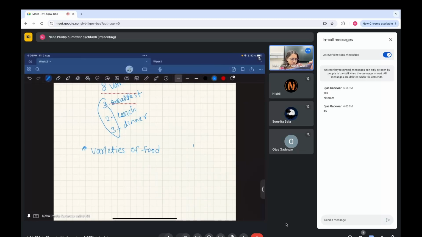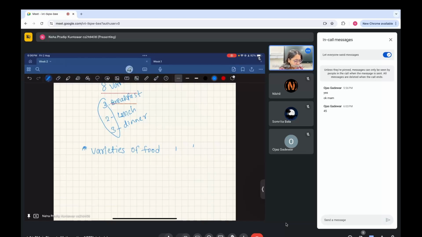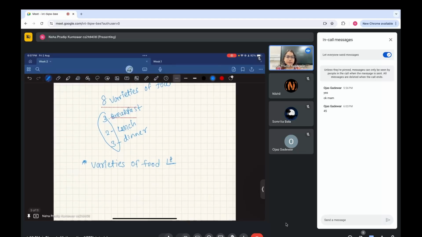Okay, just give me a second. So the question is, in how many ways can you choose your items given that you have eight varieties of food? So that is naturally 8 factorial. Okay, so now the question is that you want to choose three items for breakfast.